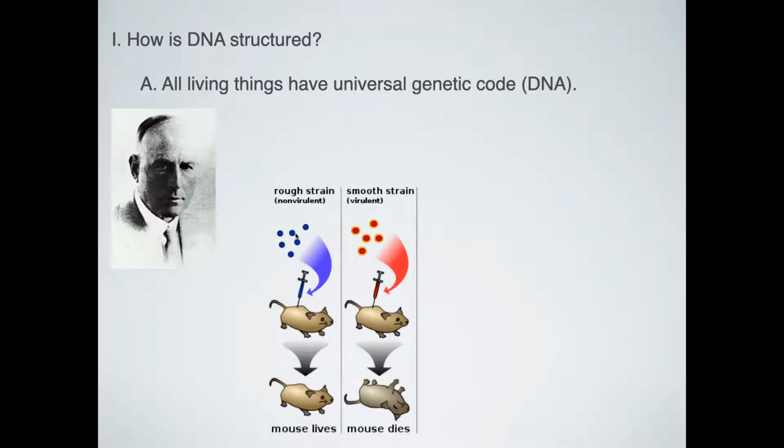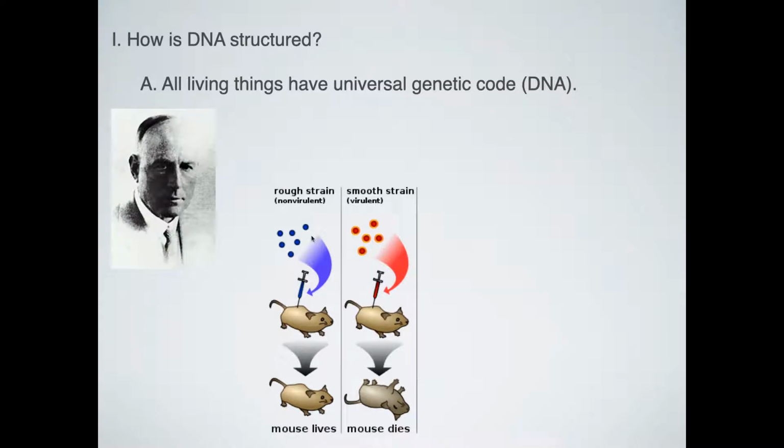He took some bacteria, and there are two different versions of the same type of bacteria. This one says rough strain because under the microscope it looked rough. Smooth strain looked smooth. Go figure, right? So you can think of this as R and this is S. The R strain doesn't kill you. The S strain gives you pneumonia and you die.